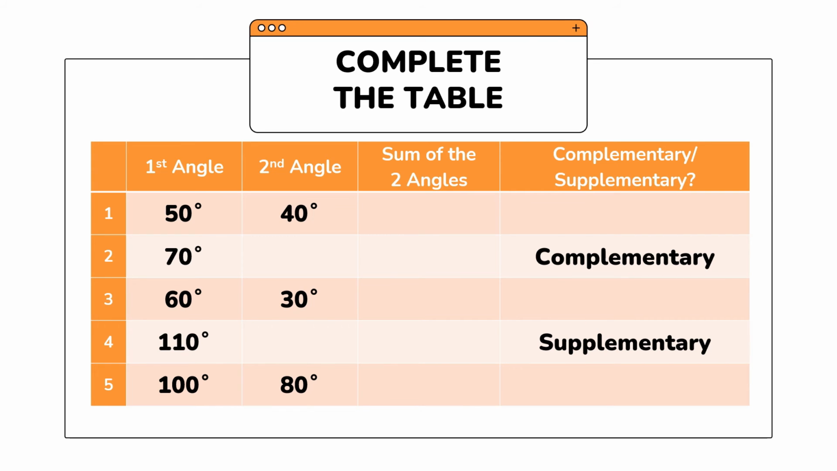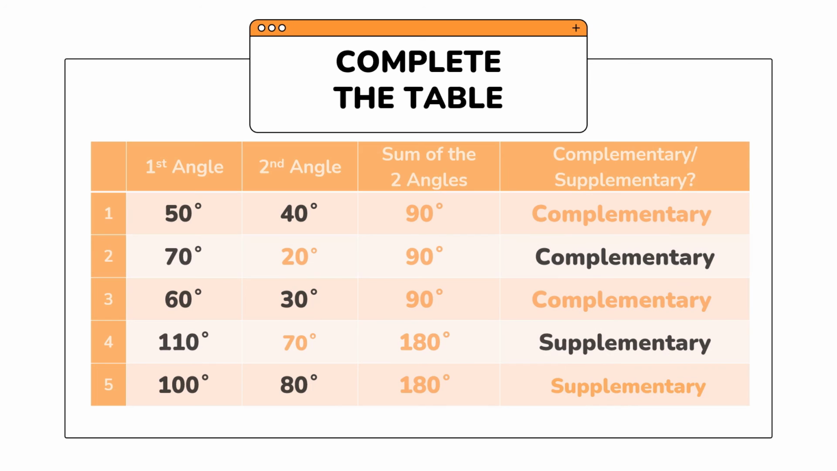The given are the measures of the first angle and the second angle, which are 100 and 80 degrees respectively. What is the sum of these two angles? Good. The sum of these two angles is 180 degrees. 100 plus 80, we get 180. Since it is equal to 180 degrees, is it called supplementary or complementary? Correct. Supplementary. Very good.